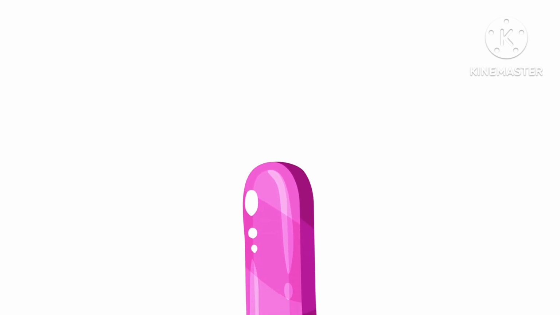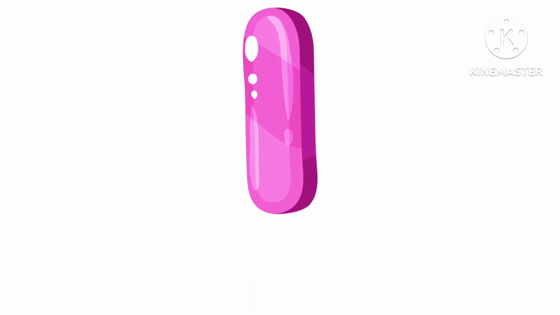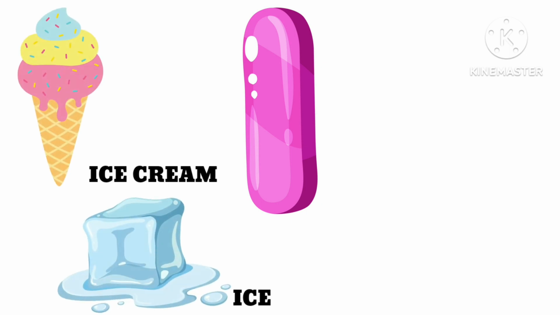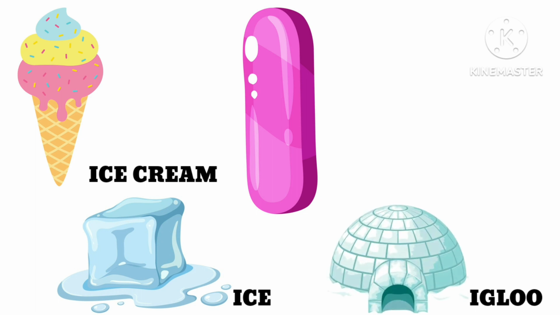This is alphabet I. I for ice cream. I for ice. I for igloo. I for ink pot.